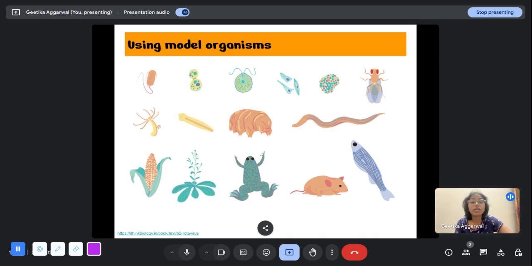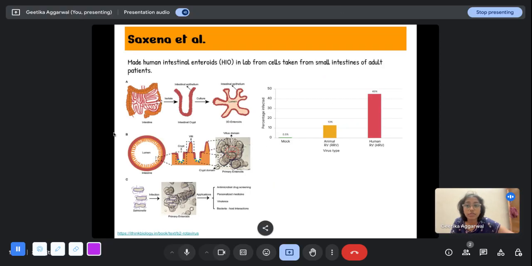cell division. If you're looking at development, you might want to look at Drosophila, or you might want to look at zebrafish or C. elegans. If you're talking about genetics, you might want to look at Drosophila because a lot of its genome is known, and it's known how a lot of the populations carry on. And so these are different ways in which you can use different model organisms. So what happened in the case of rotavirus was Saxena et al. actually made human intestinal enteroids.